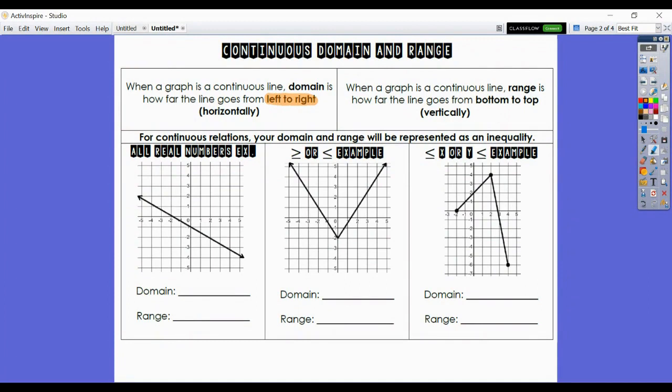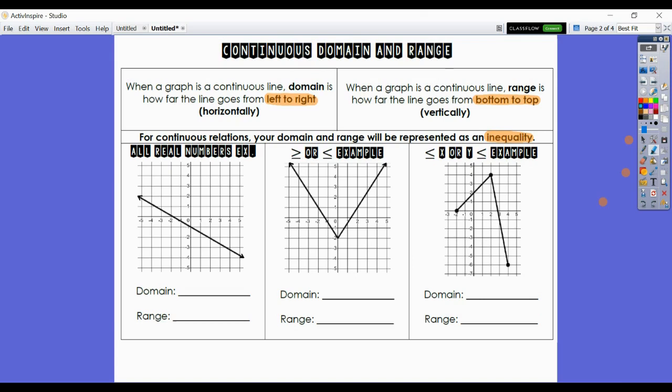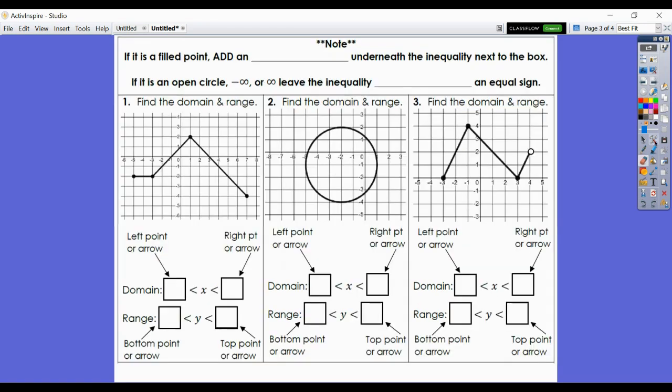When a graph is a continuous line, for range, it's how far the line goes bottom to top. I'm going to highlight the bottom to top here. Again, very important. For continuous relations, your domain and range will be represented as an inequality. Again, highlighting that as well. And then I'm going to keep my same colors like I did before, with domain being the blue and range being my pink. We're actually going to skip these three and break this domain and range for continuous functions down even more on the next problem, next page.